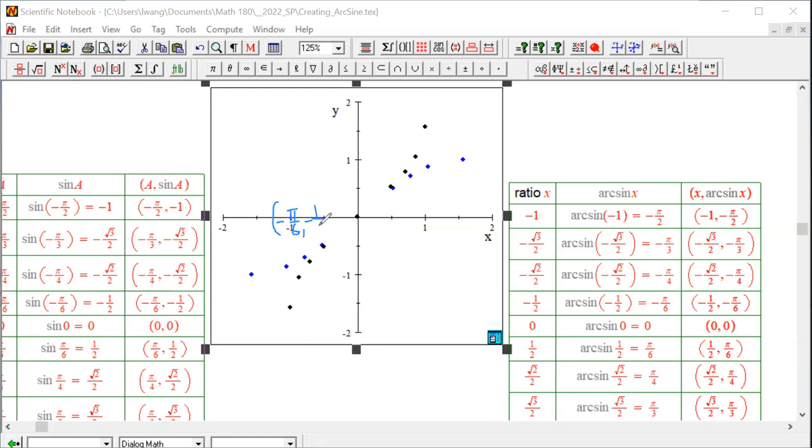That's the ratio. Input is angle for sine, or arc length. Output is ratio. The black dot is for arcsine. So the ratio is the input, which is a negative half for this particular point, and the output is negative pi over 6. You see, you should see consistency, right?